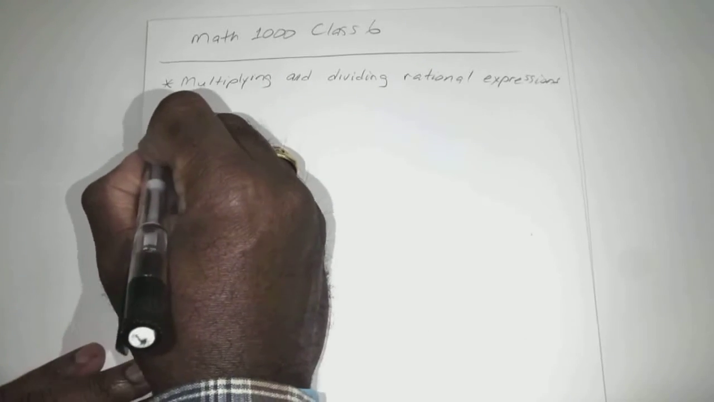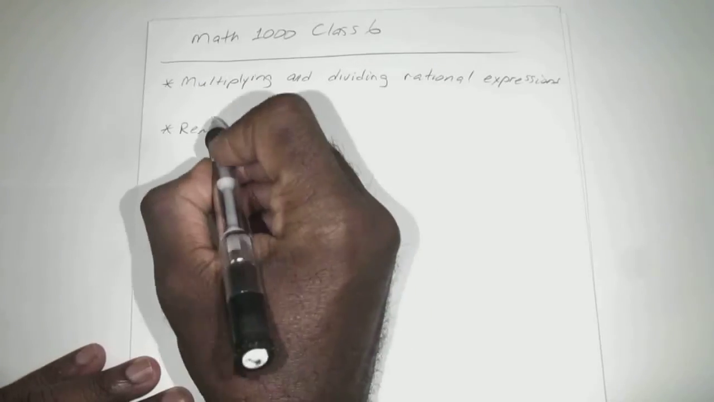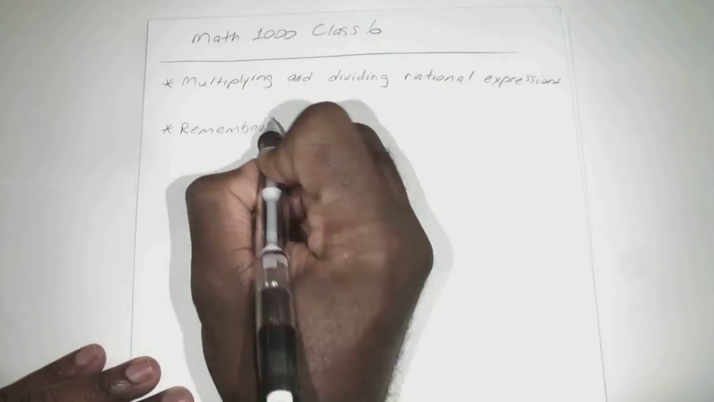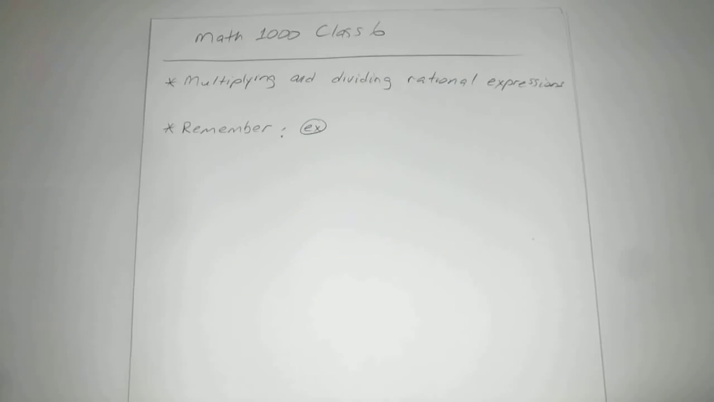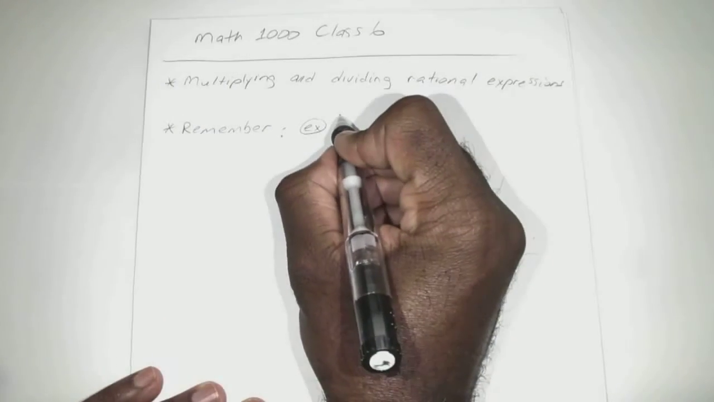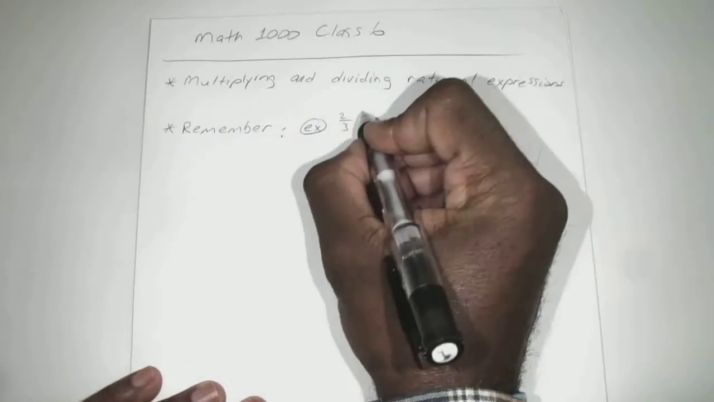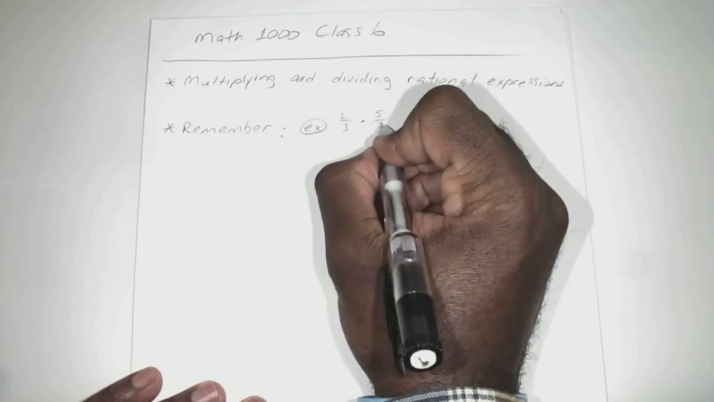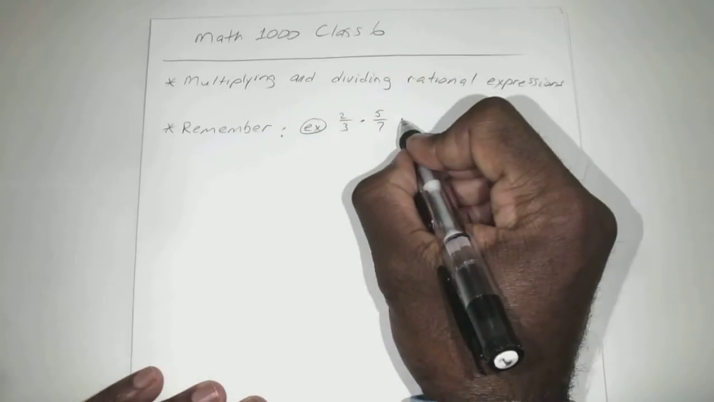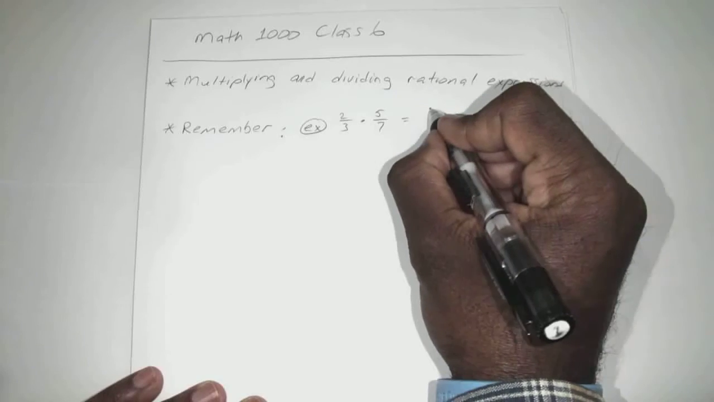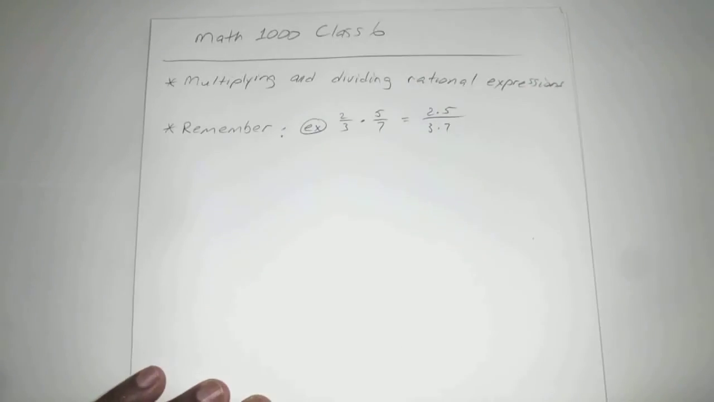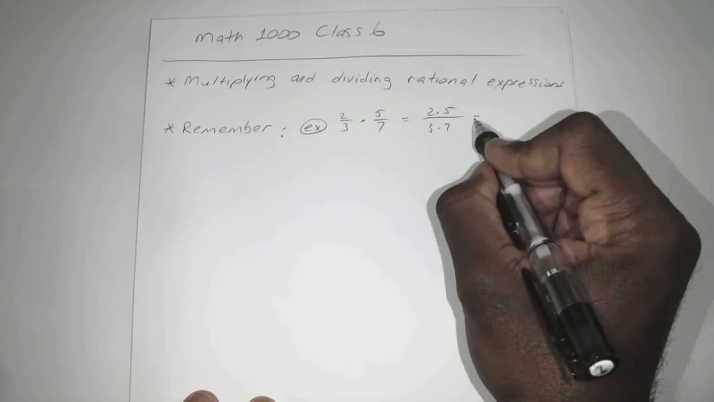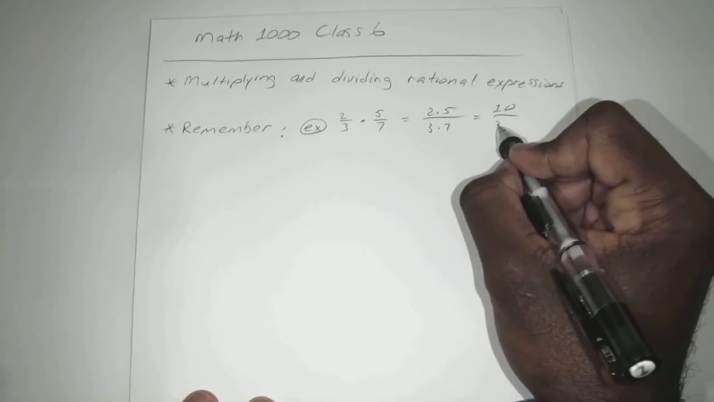Okay, so to do that, if you remember, if you were just multiplying regular, ordinary, everyday fractions, so let's say you want to multiply 2 over 3 times 5 over 7, you just multiply your numerators and you multiply your denominators. So you get 10 over 21.